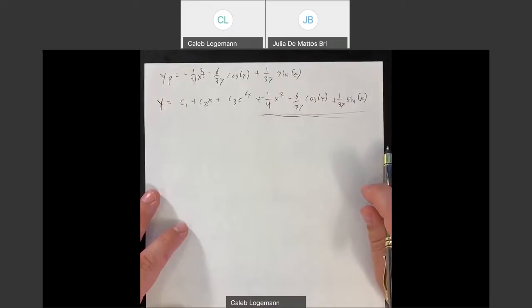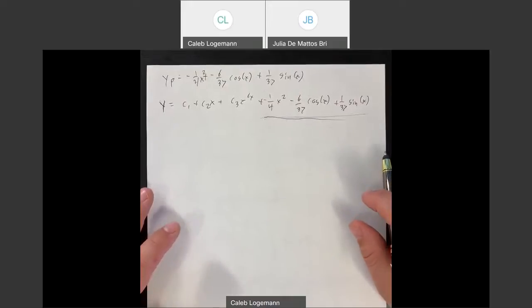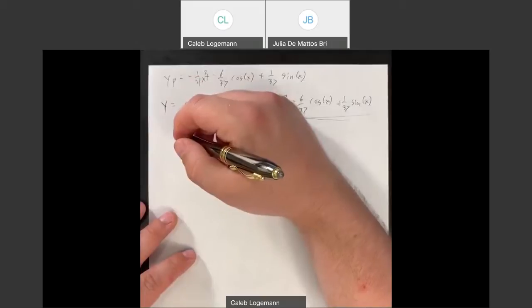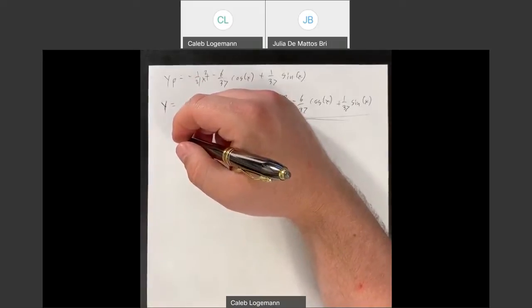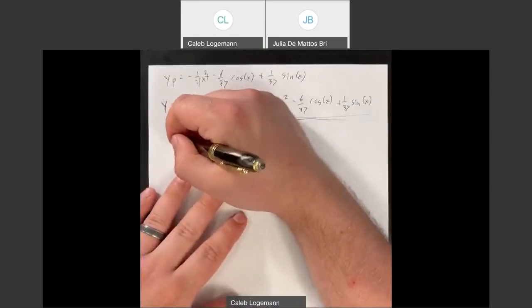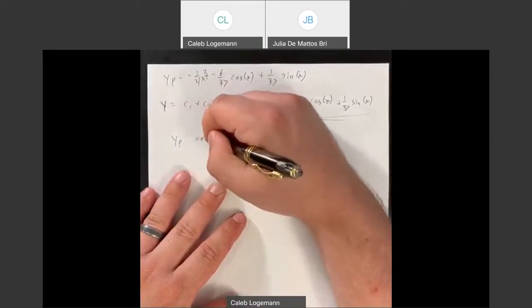Okay, so on Thursday, Jasmine will talk about a slightly different way to find those particular solutions called variation of parameters. So you can also find this as variation.